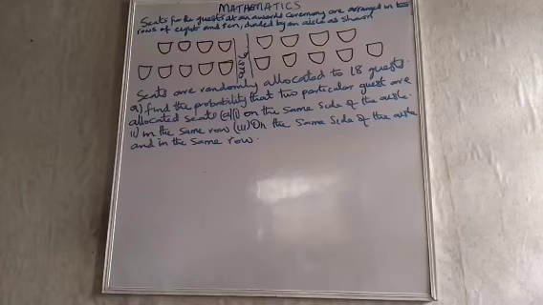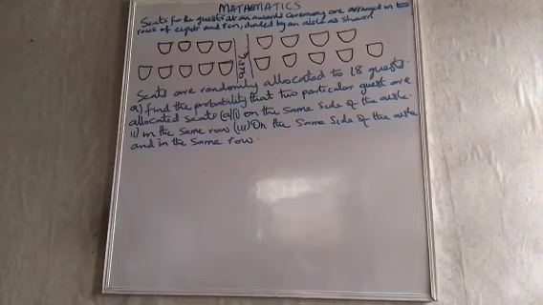Seats for the guests at an award ceremony are arranged in 2 rows of 8 and 10, divided by an arrow as shown. Seats are randomly allocated to 18 guests. Find the probability that 2 particular guests are allocated seats: 1, on the same side of the arrow; 2, in the same row; 3, on the same side of the arrow and in the same row.